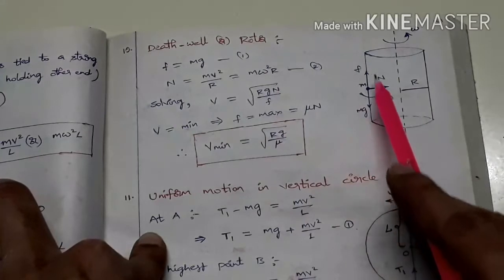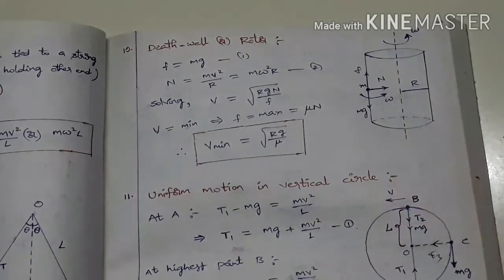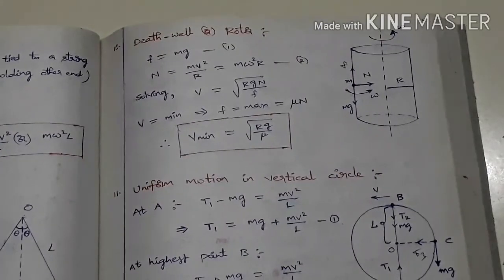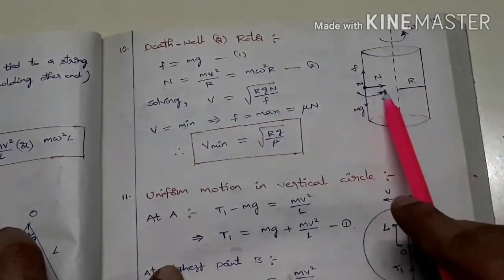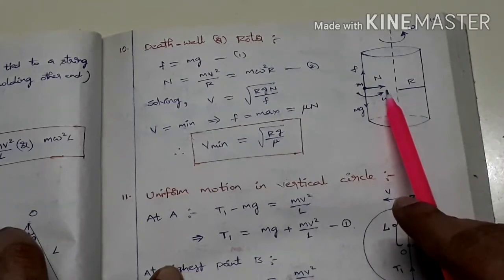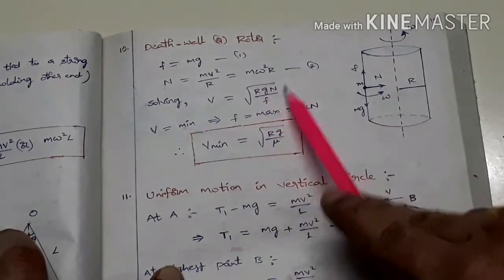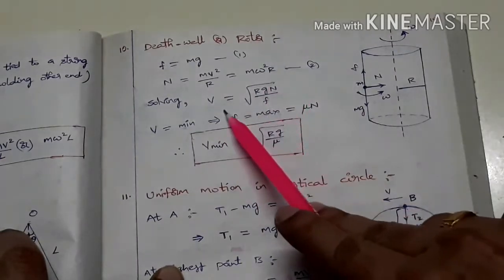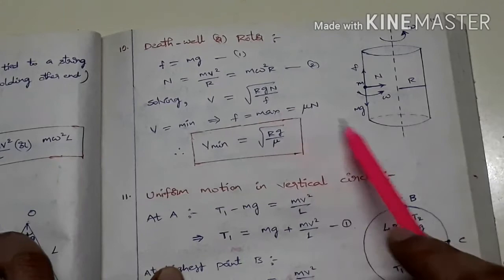So what are the force equations here? Frictional force F must be balancing mg here. And what about this normal reaction? This is unbalanced force which is providing the required centripetal force. So N equal to mv square by R, that equal to m omega square R. See, solving these two equations, we will be getting v here. V equal to root over Rg N by F. Okay.